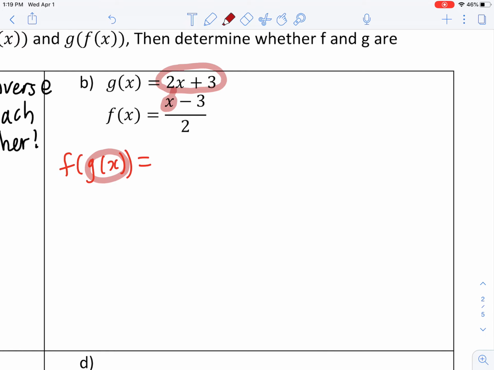G of x is 2x plus 3, right? That's going to go into f. So it's going to be a fraction with 2 in the denominator, but the new numerator is not x minus 3 anymore. It's going to be 2x plus 3 minus 3. I hope you're okay with the substitution. This is just composition of functions.